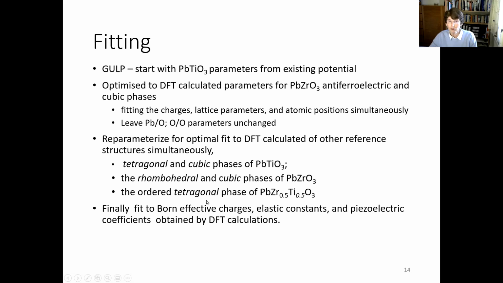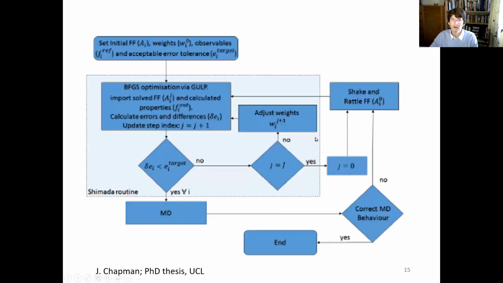And then when you fit all those, you do some more tweaking in order to get the Born effective charges relevant to the polarization, and the elastic constants, and all the other properties that you want to fit to DFT. So it's a very long, drawn-out process. And this also shows you that fitting potentials is not something to be taken on lightly. You have to decide which properties are important to you and what errors are acceptable.